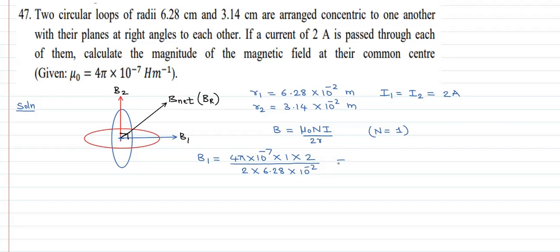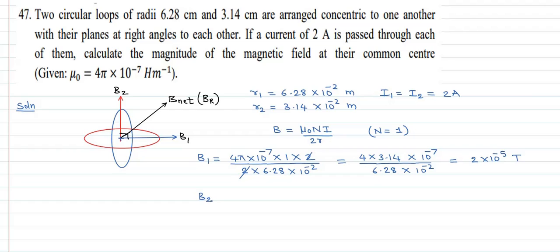So if we simplify this, 2 gets cancelled. 4 pi is 3.14, so I will take it as 14 into 10 raised to minus 7 divided by 6.28 into 10 raised to minus 2. Simplify, you will have 2 into 10 raised to minus 5 Tesla, the magnetic field at the center due to the first coil.